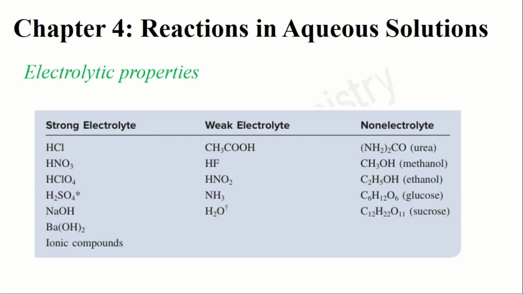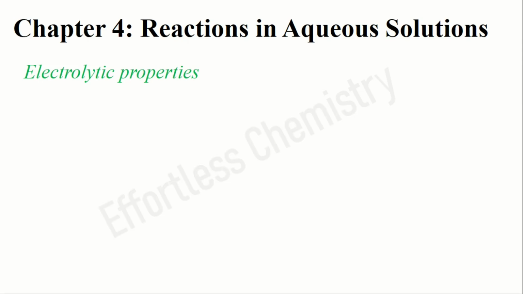This table lists examples of strong electrolytes, weak electrolytes, and non-electrolytes. Non-electrolytes, like pure water, aren't able to conduct electricity, while strong electrolytes are those that dissociate 100% in water and they are strong conductors of electricity. Water is a very effective solvent for ionic compounds.